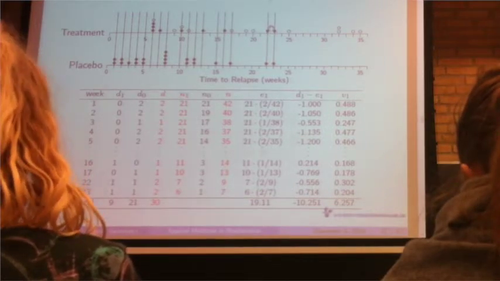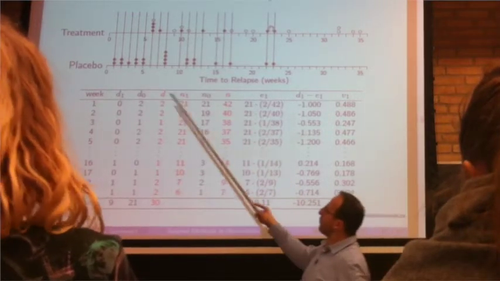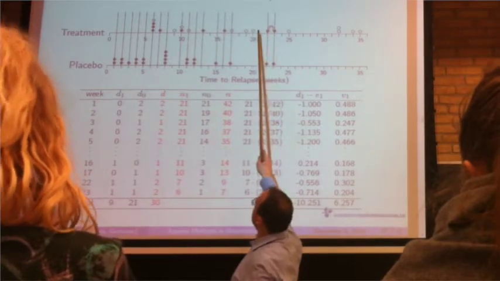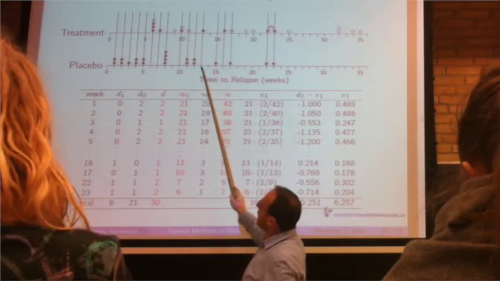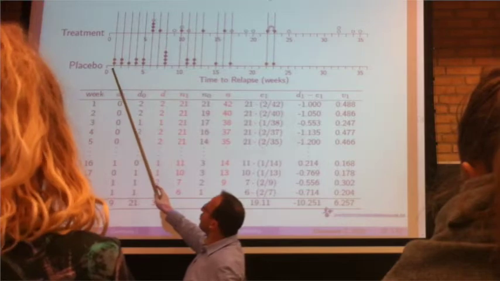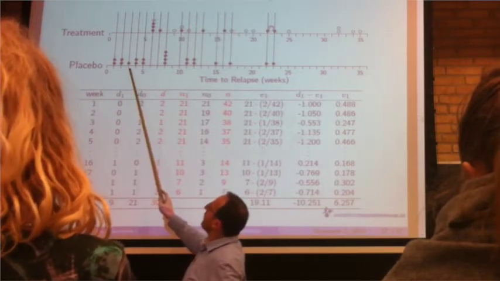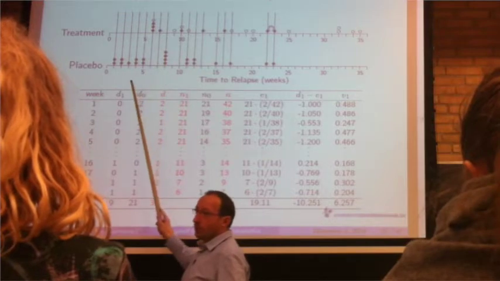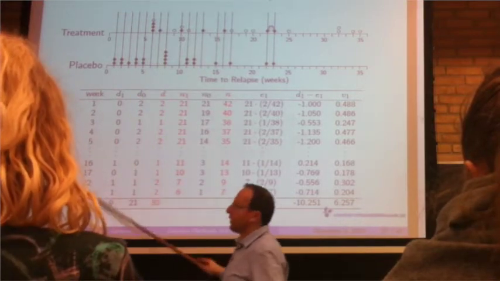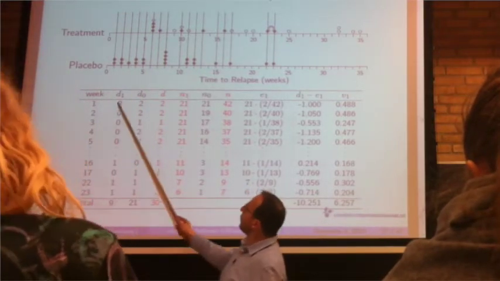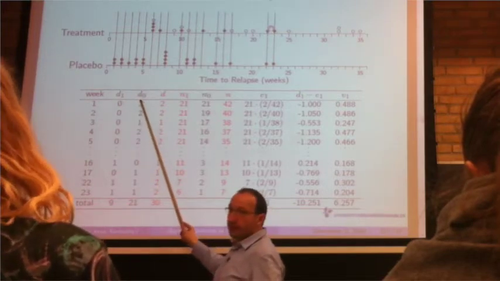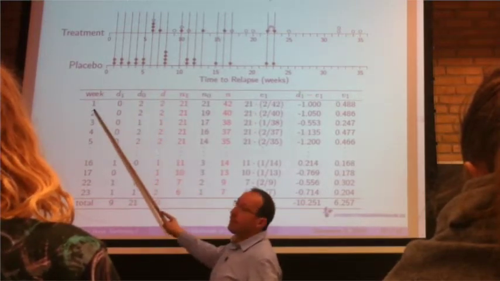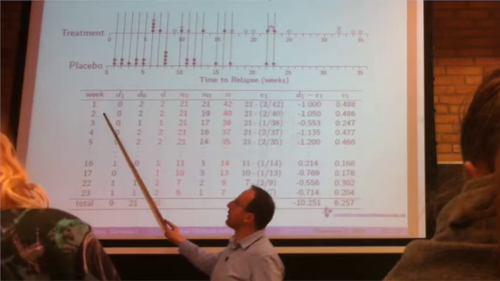It can also be done by hand, but here I do not want to go into detail. Here we have these two groups, treatment group and placebo group, and here we only consider in both groups the event times, or times where an event occurred. And they are listed here. And then we count the number of events in each group at each event time.